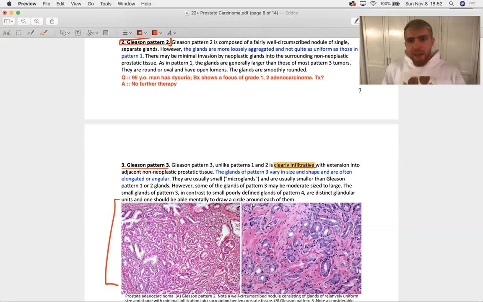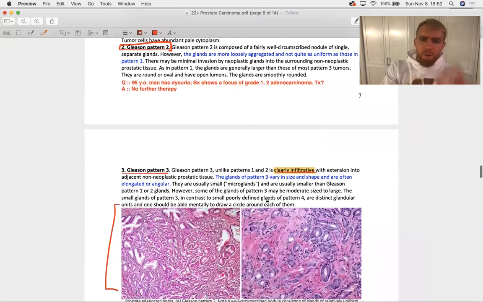But if a guy's got a grade 3 Gleason, that would mean that the most prevalent grade within the biopsies taken was a 1 or a 2. And then the second most prevalent was the other number.